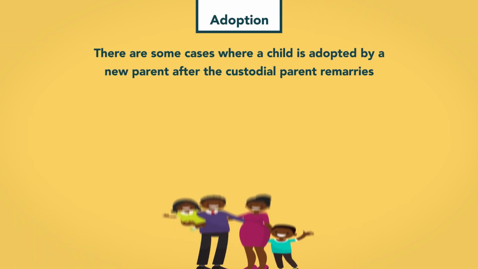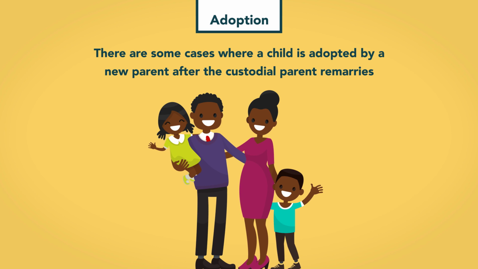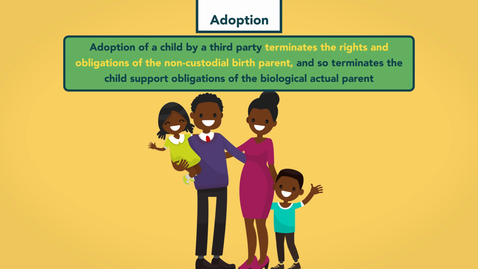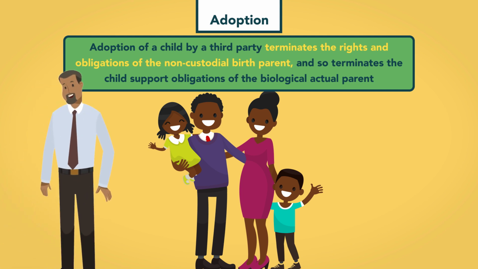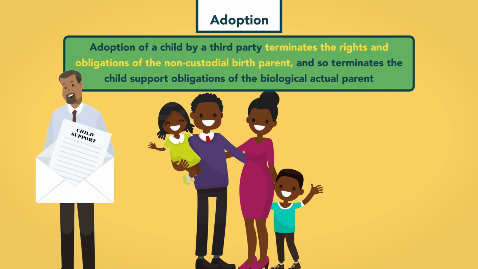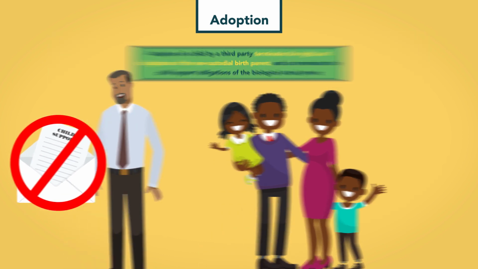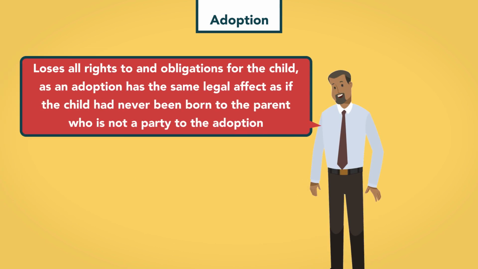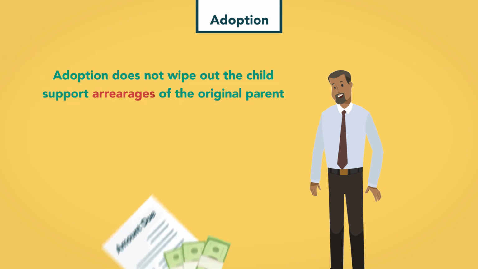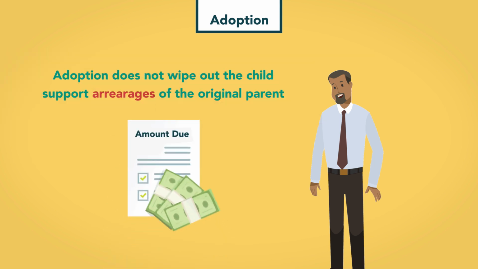Adoption. There are some cases where a child is adopted by a new parent after the custodial parent remarries. Adoption of a child by a third party terminates the rights and obligations of the non-custodial birth parent and so terminates the child support obligations of the biological parent. The non-custodial parent loses all rights and obligations for the child, as an adoption has the same legal effect as if the child had never been born to the parent who is not a party to the adoption. Still, adoption does not wipe out the child support arrearages of the original parent.